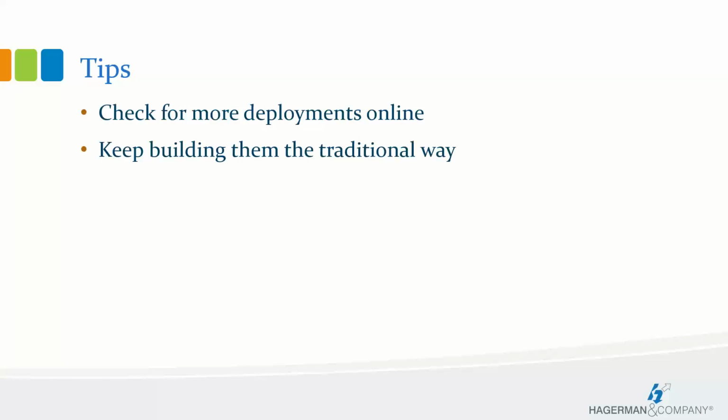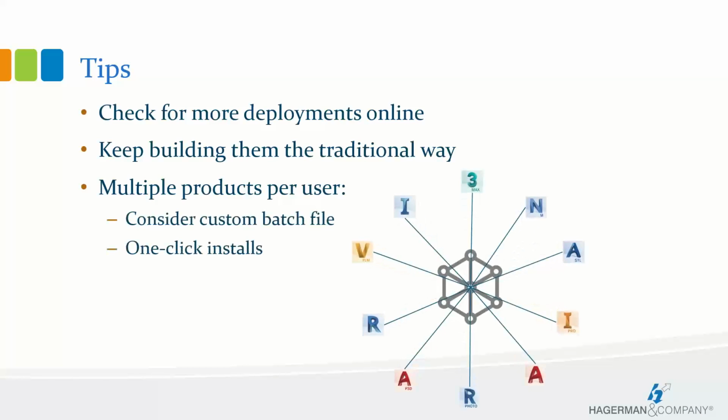So you go under All Products and Services, you'll download the product that way, and then build a deployment the way we always have. If your staff is using more than one product, you can still use a custom batch file for a one-click install, regardless of how the deployments were built, online versus the way we've been used to. What makes it simple is the fact that that batch file for an online deployment is created for us. All we need to do is tie them together.